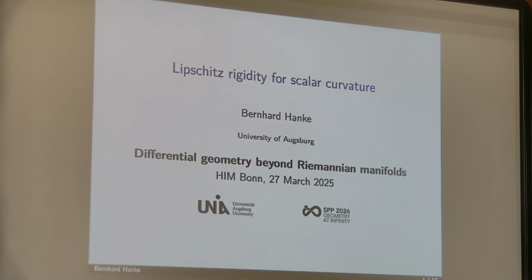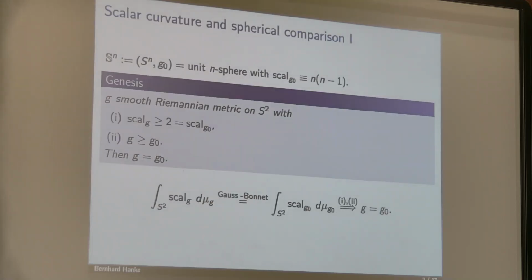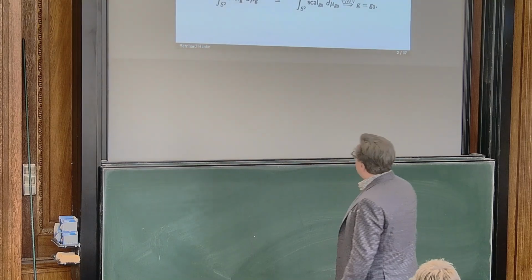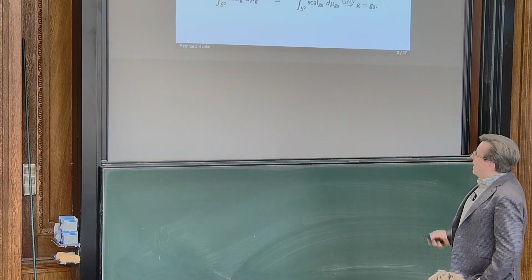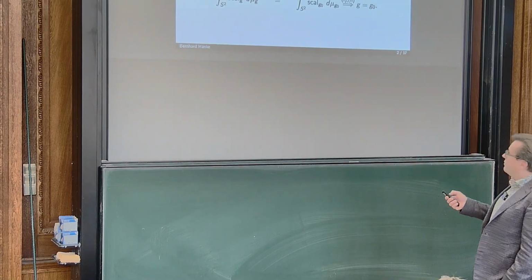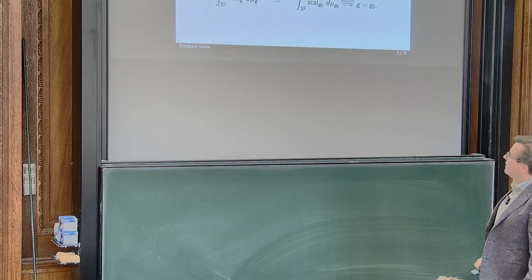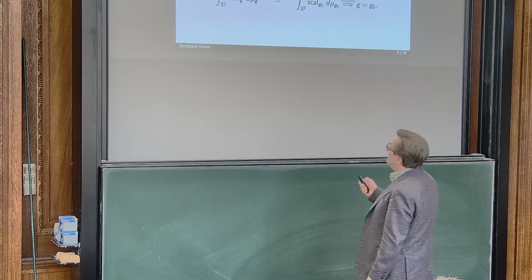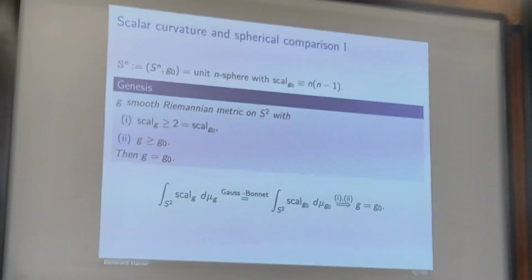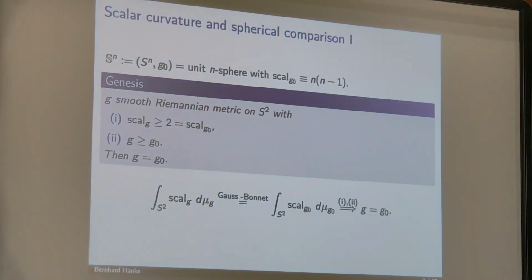And let me start with a baby case to set the stage for what I will be talking about. So the talk will be about scalar curvature and spherical comparison. We study the round sphere from the perspective of comparison geometry using spinorial methods. Throughout the talk, Sn with this double bar will be the round unit sphere in dimension n, and the scalar curvature of this sphere is n times n minus 1.